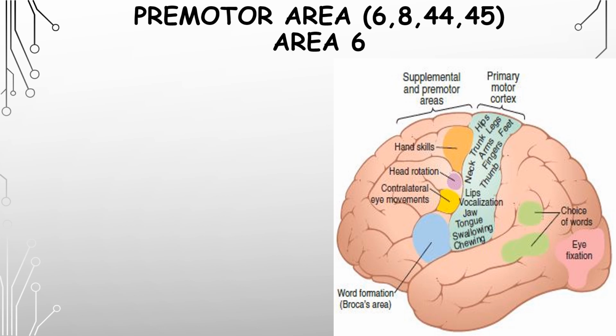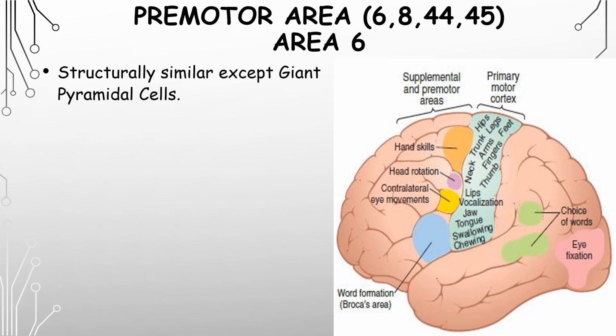Then moving on to the premotor area. It lies anterior to the primary motor area. The premotor area includes Brodmann's areas 6, 8, 44 and 45. Structurally it is similar to the primary motor cortex except for the absence of the giant pyramidal cells and the ganglionic layer. Area 6 has two parts: the upper is 6A and the lower is 6B.